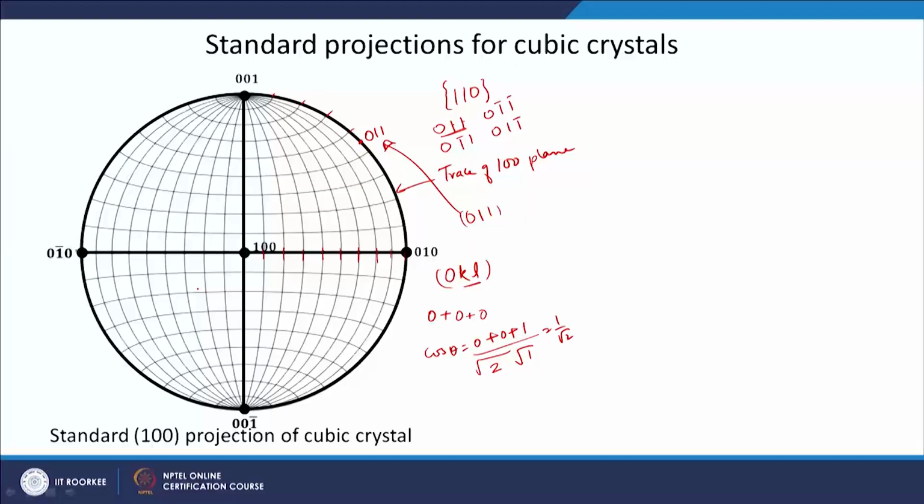If 0 1 1 is here, just diametrically opposite will be, again at 45 degrees to both of these, 10, 20, 30, 40, 45, and diametrically opposite here, it will be 0 bar 1 bar 1. Then 0 bar 1 1 you can find by simple vector addition: 0 plus 0 will be 0, bar 1 plus 0 will be bar 1, 0 plus 1 will be 1. This will come somewhere here at 45 degrees. Like this I can plot the 110 planes.